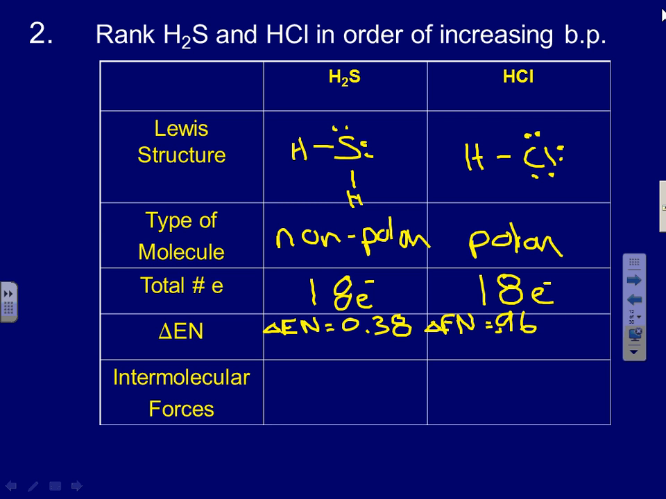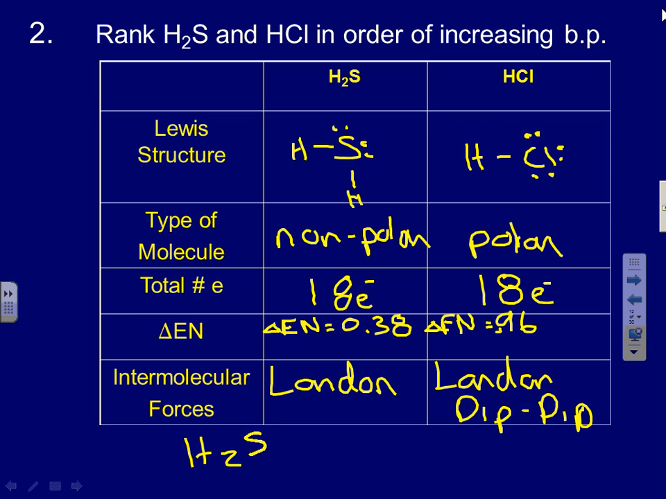So intermolecular forces, what's this? What are the forces this thing's feeling? Yep. Just London? London. And this guy here? London and dipole-dipole. So we're going in increasing boiling point, so which one has the lowest? Which one will have the lowest boiling point? Boil at the lowest temperature. Yep. H2S. And we're going increasing, so it's less than, and that is HCl.